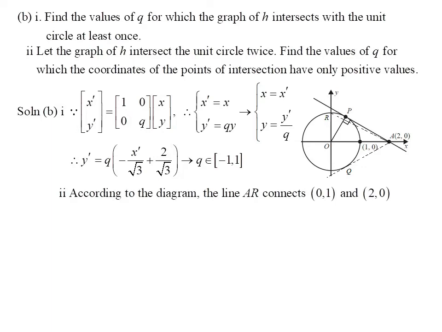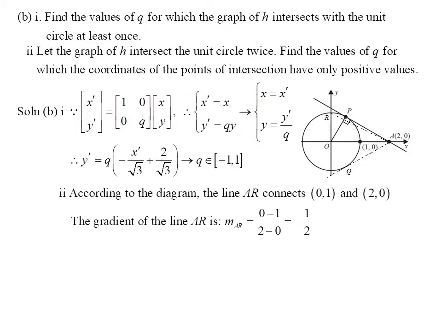As for the second question of part B, since the intersection between h of x and the unit circle have only positive values, h of x can be varied between the lines AR and AP, as it can be seen from the diagram. Since we have already know the line equation of AP, with which the value of q is just 1, what we need to do is to establish a line equation of AR and find the corresponding q value for the line equation AR.